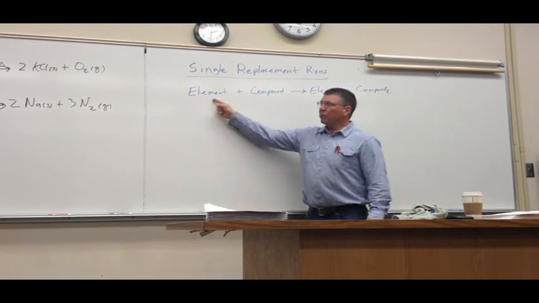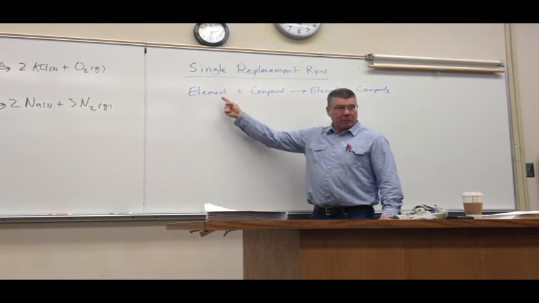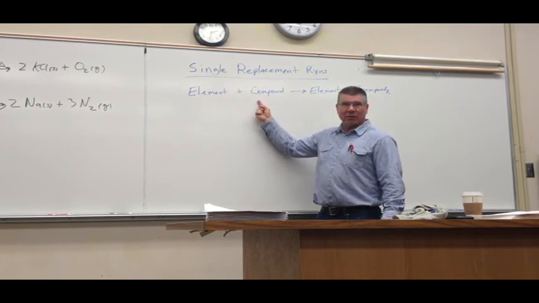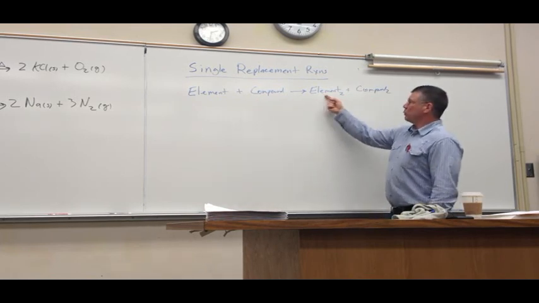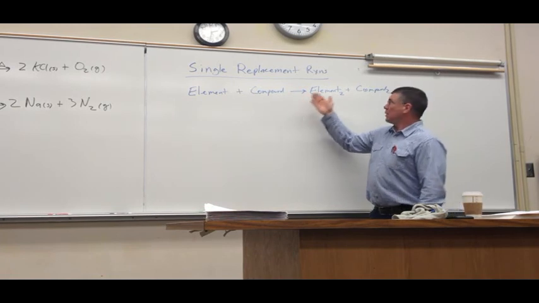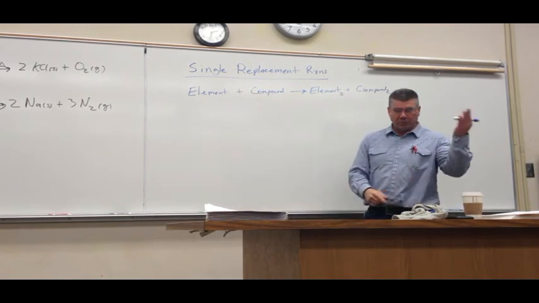So if this is a metal, for a single replacement reaction, there'd be a metal in the compound somewhere. And what happens is, if the reaction occurs, this metal will replace this metal here. And element 2 would be the metal that was in here is now by itself. And the compound 2 is this compound with this metal in place of the first metal, for example.